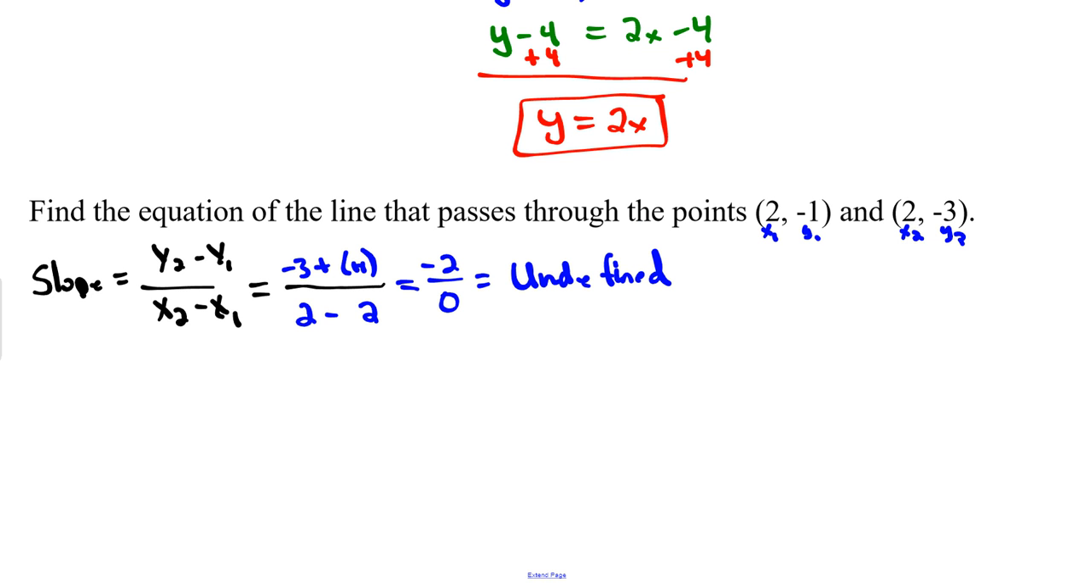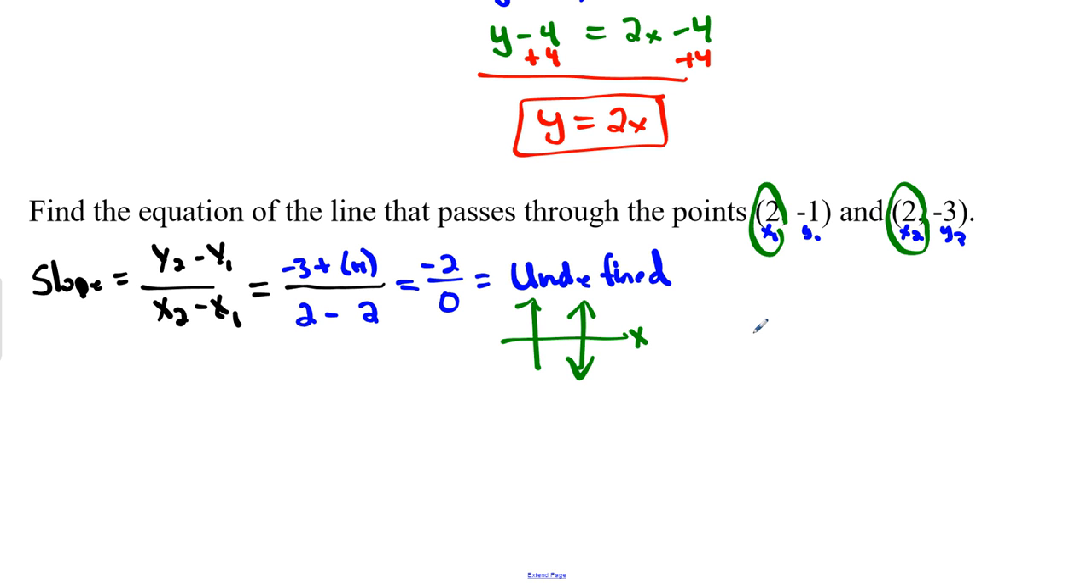Well, we talked about undefined slopes. Undefined slopes are vertical. And they're vertical because they go through a coordinate point on our x-axis. Well, what's the x value here? Oh, look, they both happen to be the same. That was an instance right there to say this is an undefined line. So really, we don't need to go any farther than this.